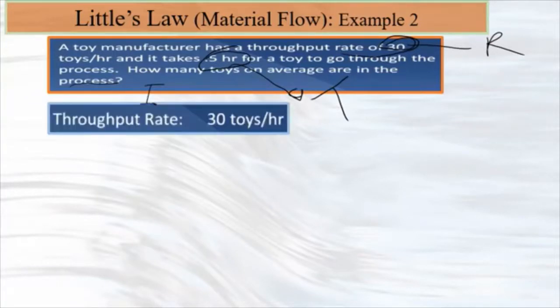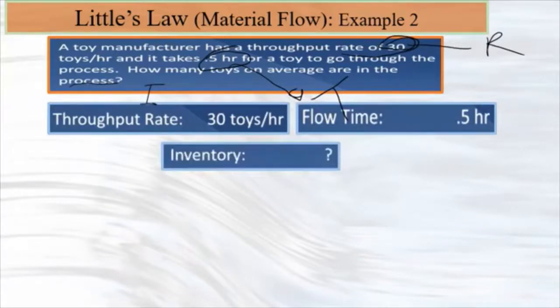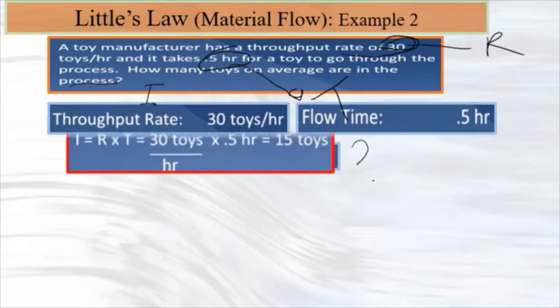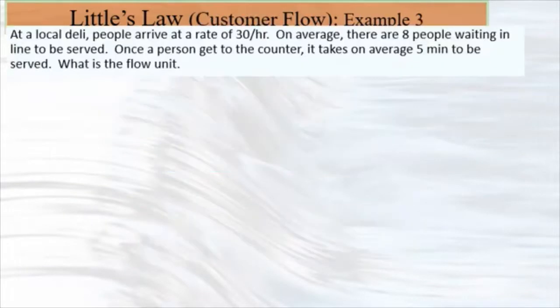So this is the throughput. This is the flow time. We don't know inventory, so inventory is our unknown. So we just use our equation, I equals R times T, and we get 15 toys. So let's see another example. Now with this example, again, pause the video, read the example, try to do it on your own, and then play the video again.